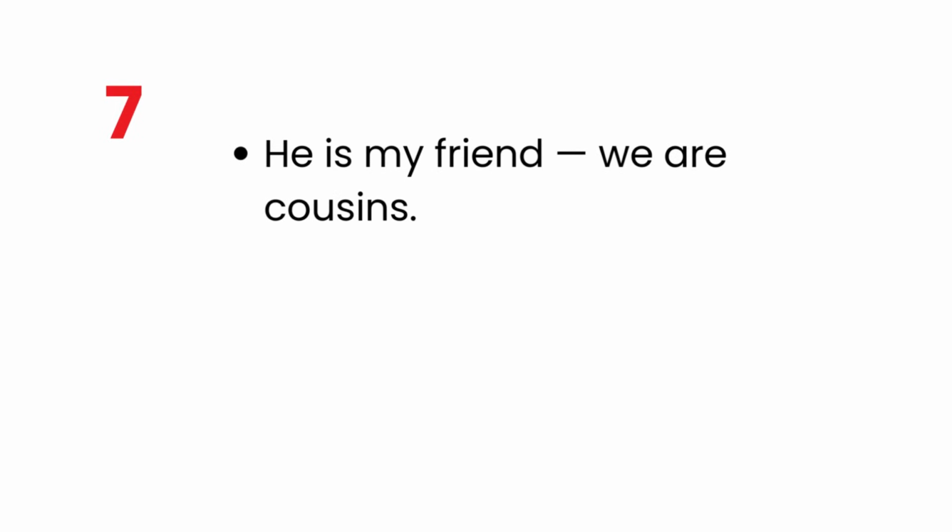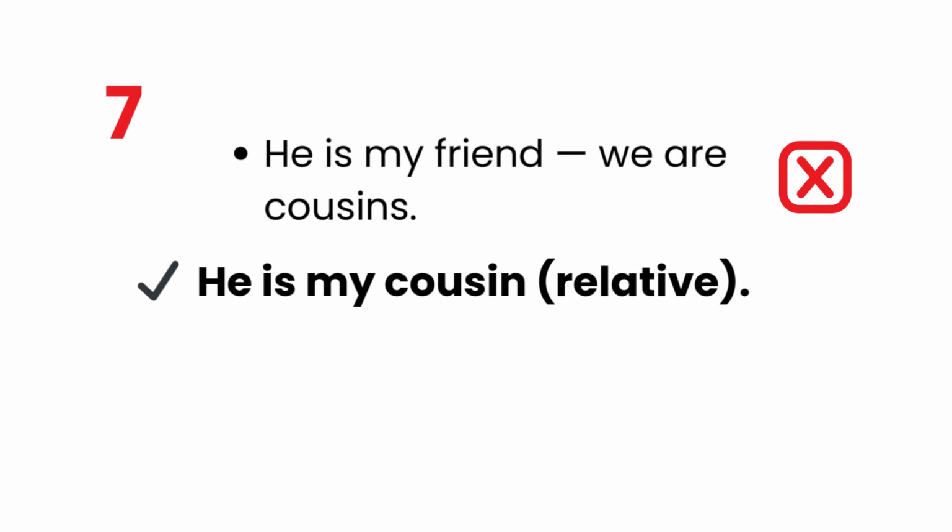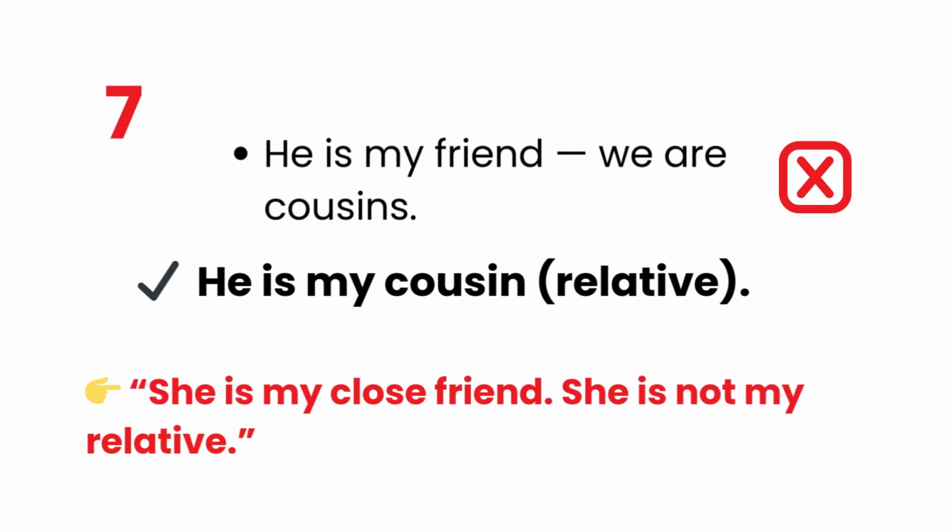Number 7. He is my friend. We are cousins. No, it's wrong because friend, relative. So cousin is a relative. So you have to say, he is my cousin. He is my cousin. Now say this sentence with me. She is my close friend. She is not my relative. Friend is a different thing. Relative is another different thing. Got it?